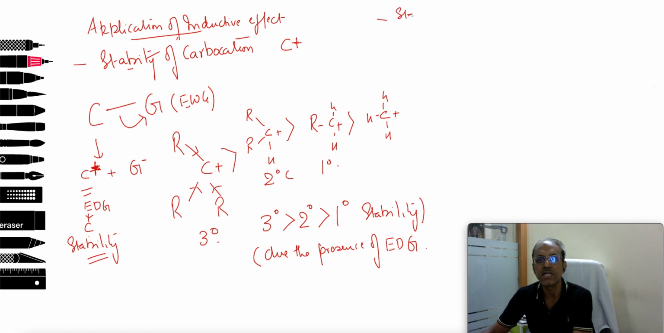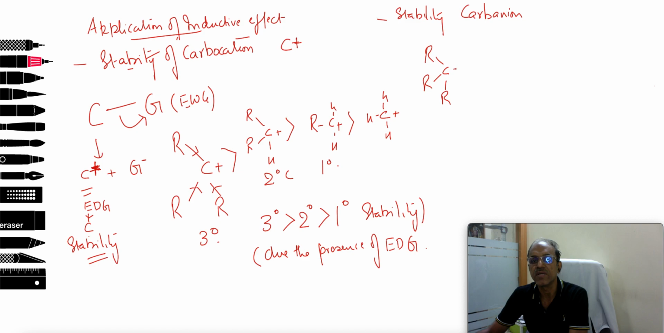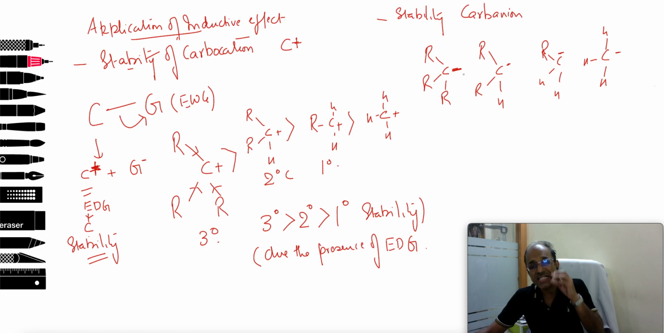Now, similarly, the stability of the carbanion. The story remains the same. Suppose I take R, C, R and R, this is minus charge. R, C, R, H and minus charge. And R, C, H, H and minus charge. And C, H, H, H and minus charge. Now, since this is minus charge, so it will require a group.